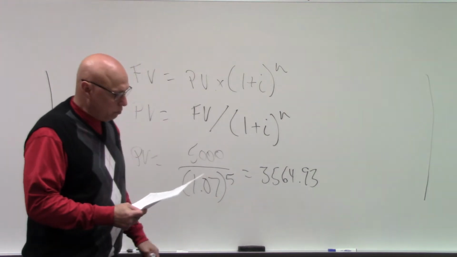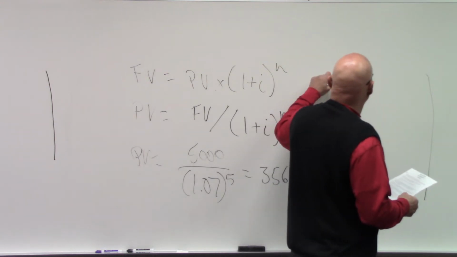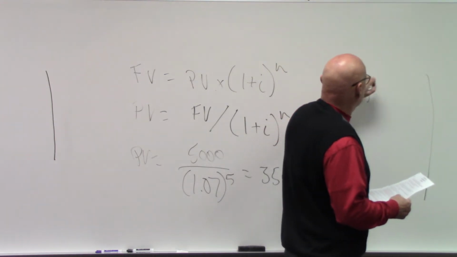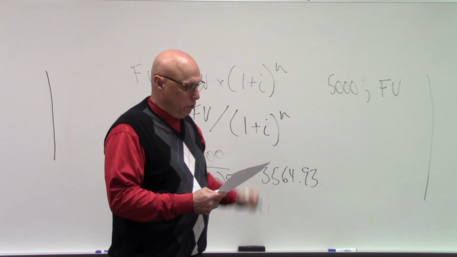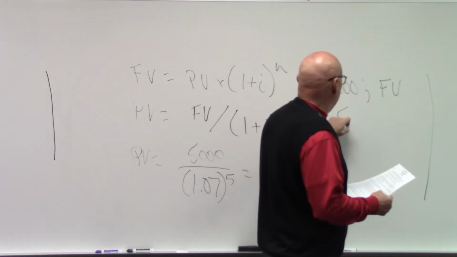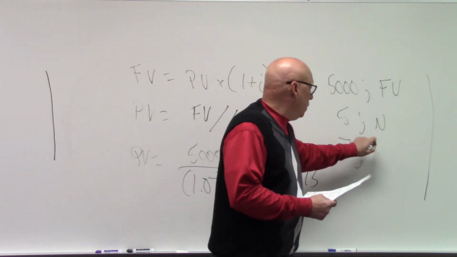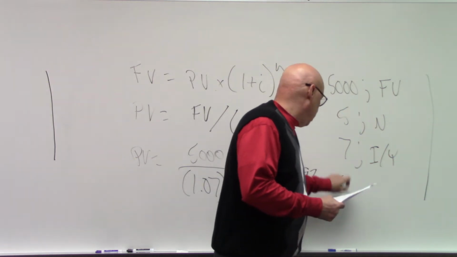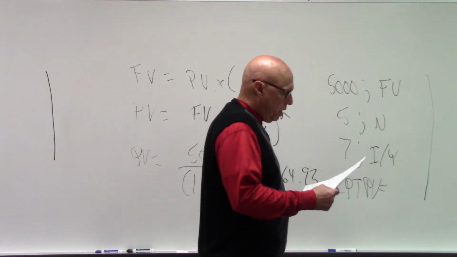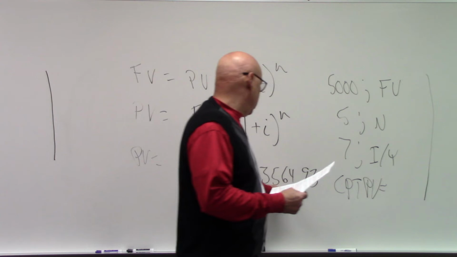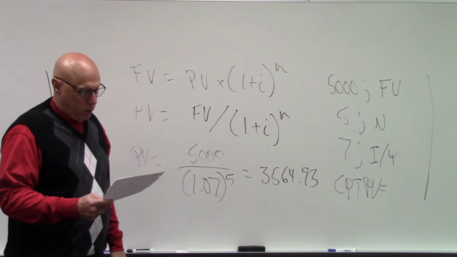All right. Now use the financial keys to solve this problem. So, 5,000 is your future value. It is a positive number because it comes back into your pocket. 5 is your N. 7 is your IY. Compute present value, and you will get a negative 3564.93. Negative. It's an outflow.